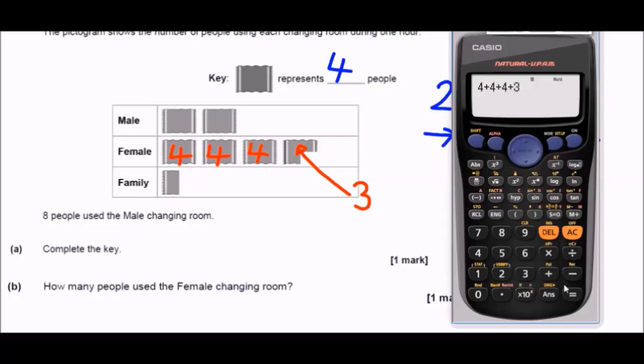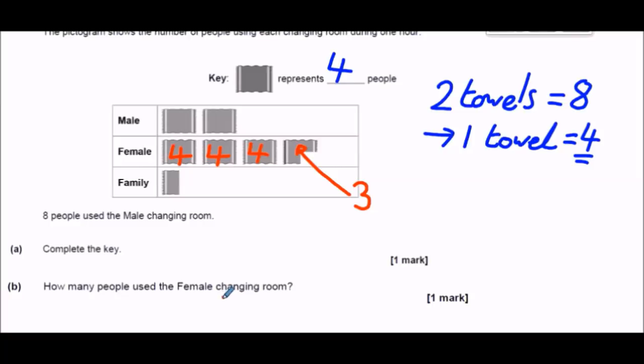4 plus 4 plus 3 plus equals, we've got 15. So how many people used the female changing room? Our answer is 15 people did.